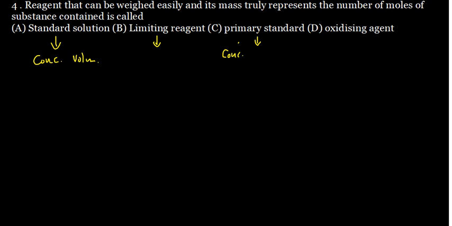So when you get to react a primary standard with another reactant, you are going to be able to know the mass of this reactant that you've reacted with the primary standard. Because for the primary standard, the number of moles are known and also you have weighed it accurately, right? Now, an oxidizing agent is an agent that oxidizes other substances while it gets reduced in the process. So the answer here then is going to be primary standard.